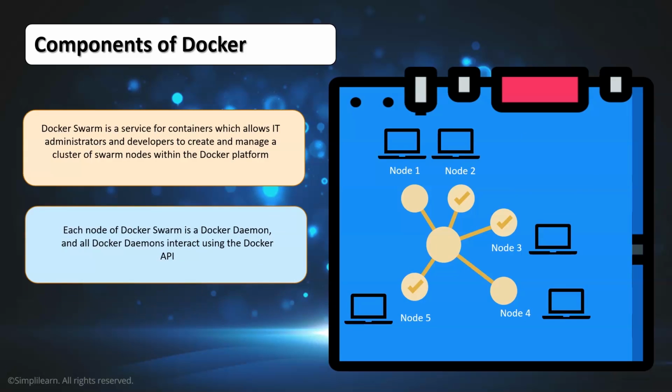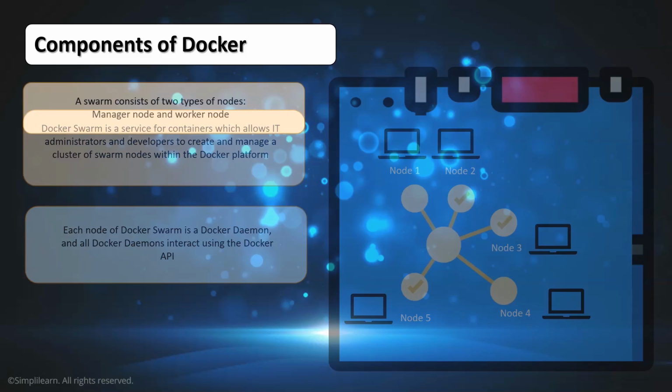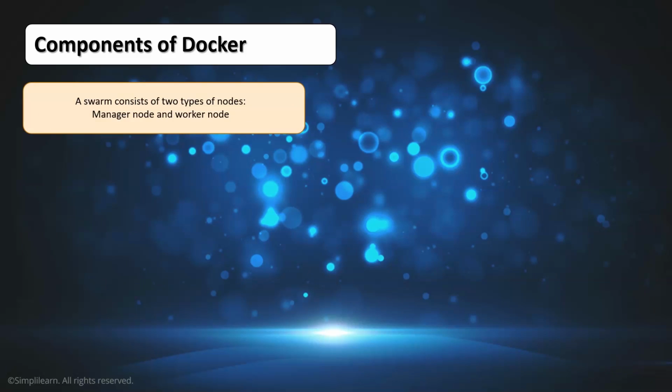Each node of Docker Swarm has a Docker daemon, which is used for performing the interaction. There will be a master node which is available. It will be interacting with all the node machines, all the client machines, and this interaction will be in such a way that it lets them know, okay, I want to deploy the container onto node 3, so it will perform that activity and the container will be up and running on node 3. So a swarm consists of two types of nodes.